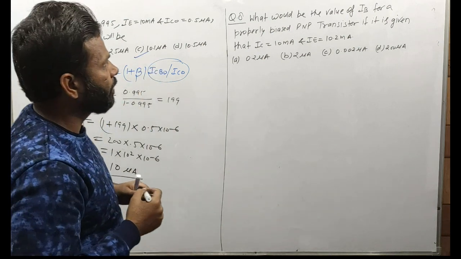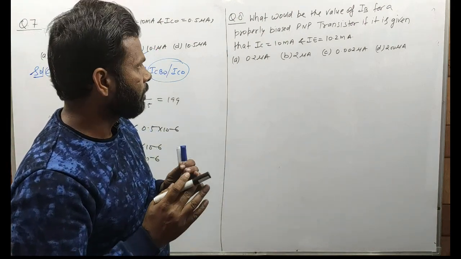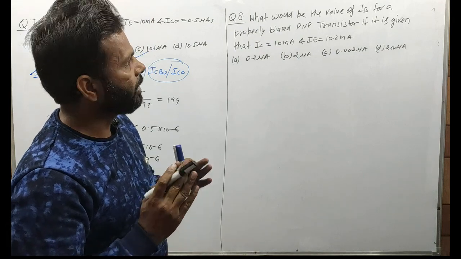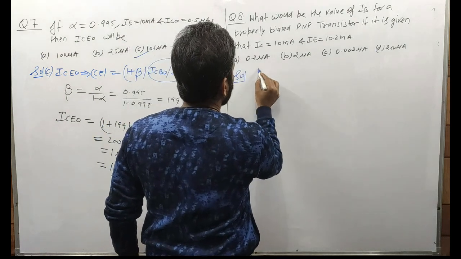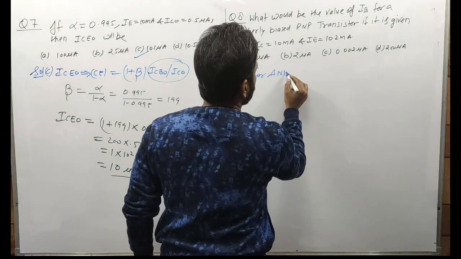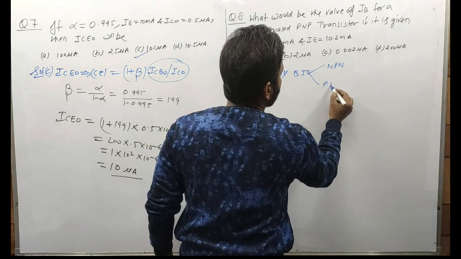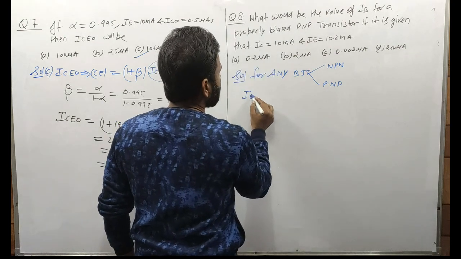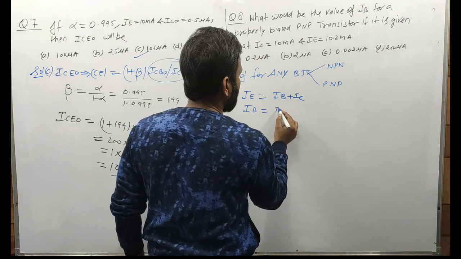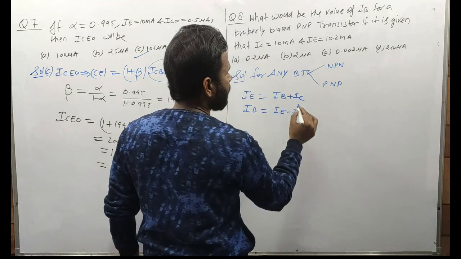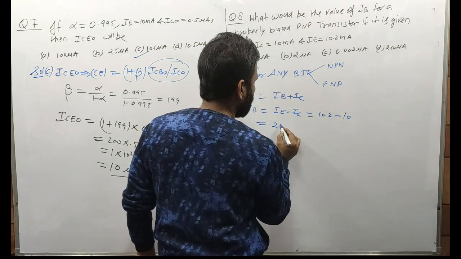ठीक है? Next question है, what would be the value of IB for a properly biased transistor if it is given that IC is 10 milliampere and IE is 10.2 milliampere. Now for any transistor, any BJT like NPN or PNP, the IE is equals to IB plus IC. From that IB is IE minus IC. So IE is how much? 10.2 minus 10, that is 0.2 milliampere.